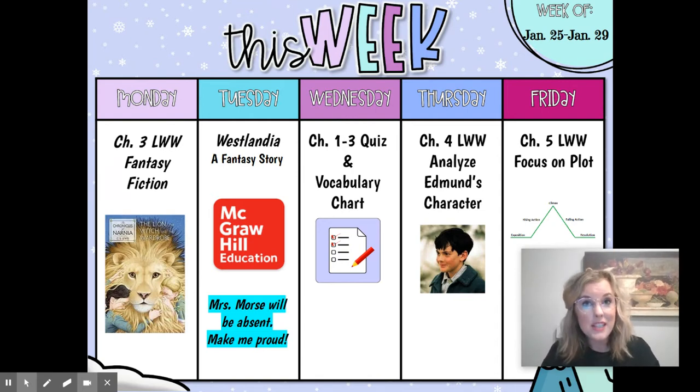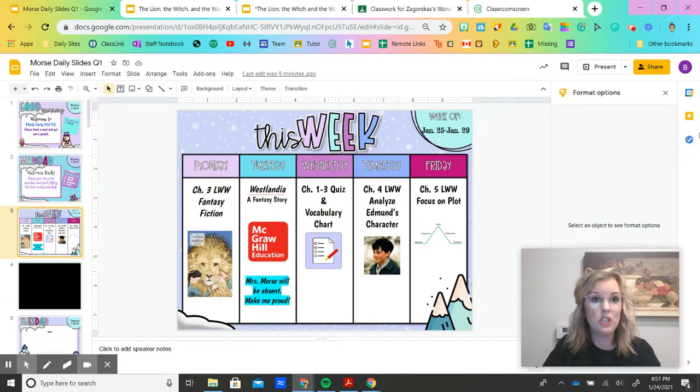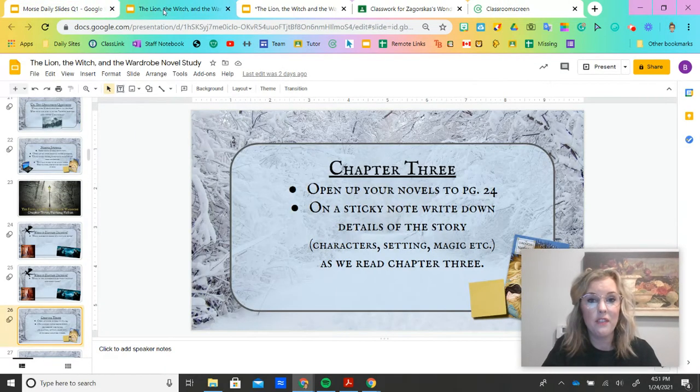Wednesday, you're going to take a quiz over chapters 1 through 3 for Narnia, and then you're going to get into your journal and you're going to do the vocabulary chart. On Thursday, you're going to read chapter 4, and then you're going to analyze, which just means look closely at Edmund's character. You're going to pick apart and identify what kind of character he is so far. And then Friday, you're going to end the week with chapter 5, and then you're going to focus on plot, all the different elements of a story. So I'm going to dive into today's lesson, which is reviewing the genre of fantasy.